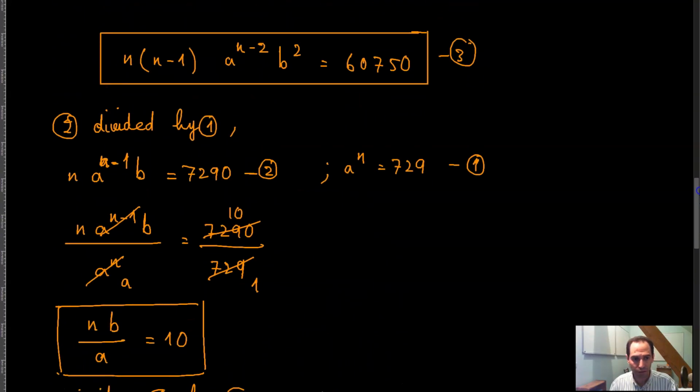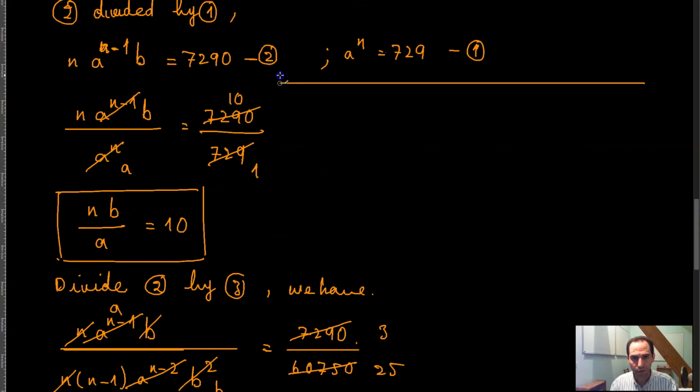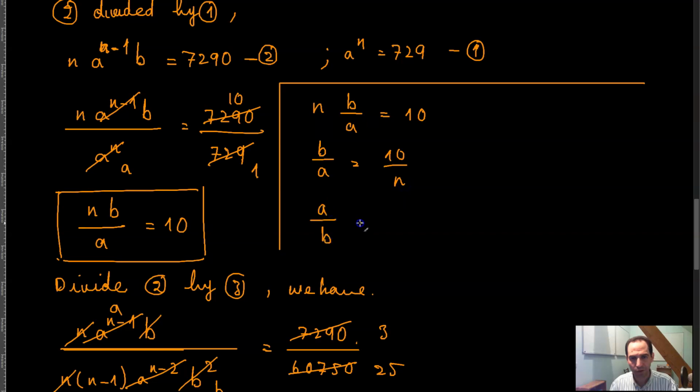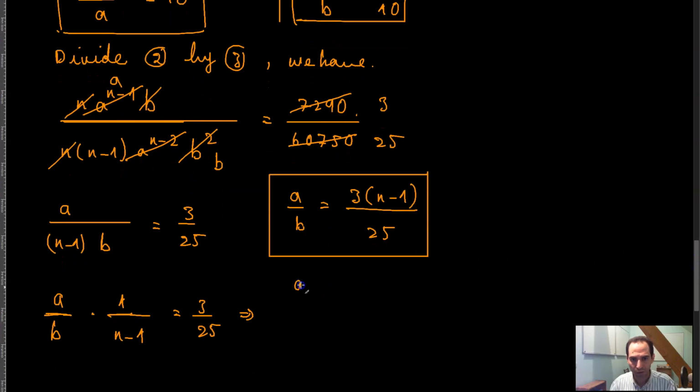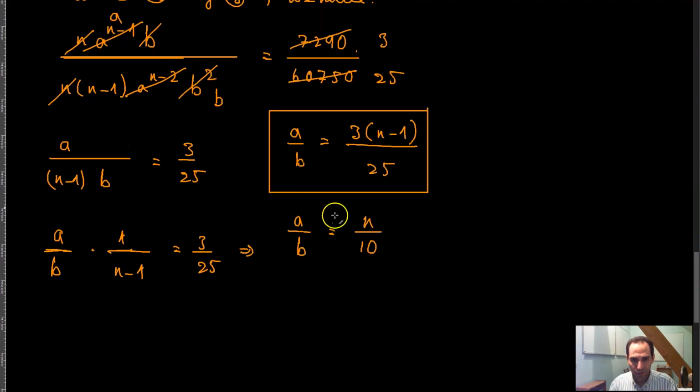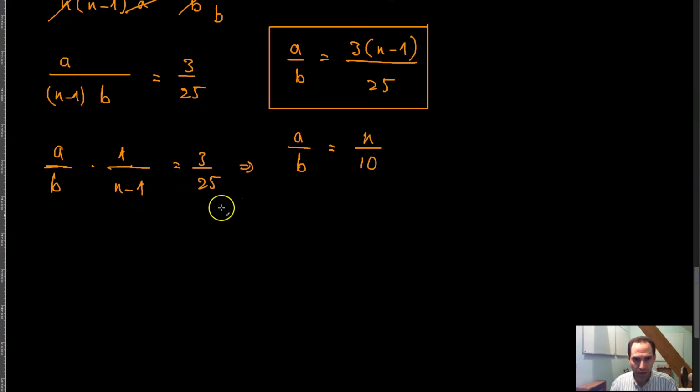And then over here we said that basically n times b divided by a is equal to 10, which means that b divided by a is equal to 10 divided by n, which means that a divided by b is equal to n divided by 10, right? So a divided by b is equal to n divided by 10. So these are both a divided by b, so you can say that then 3 times n minus 1 divided by 25 is equal to n divided by 10.